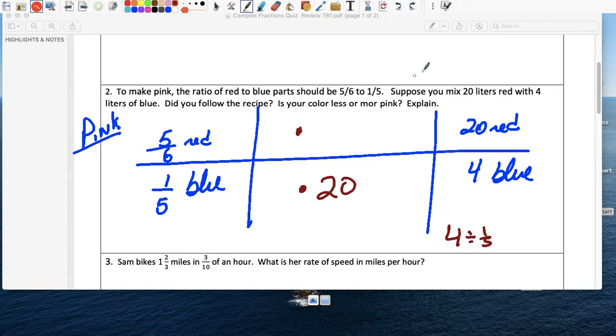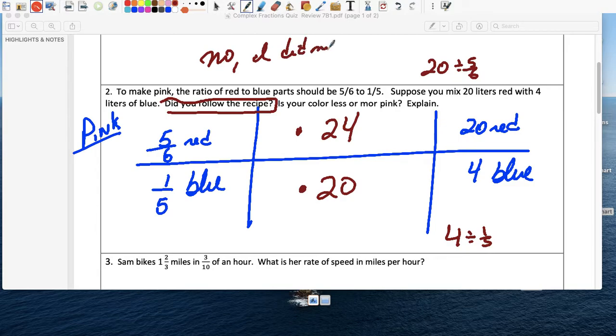So on the top, I'm going to do 20 divided by 5/6. 20 divided by 5/6, please on the calculator. Here we go. And I used 24. So on the top, I multiplied by 24. On the bottom, I used 20. Obviously, I did not. Did I follow the recipe? No, I did not follow the recipe. I didn't keep it as a proportion, so you can add that to your answer. Notice that I multiplied the top by 24 and the bottom by 20.